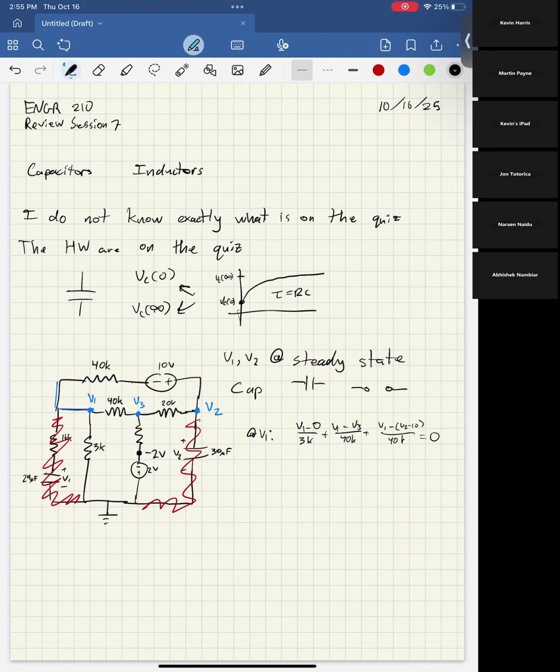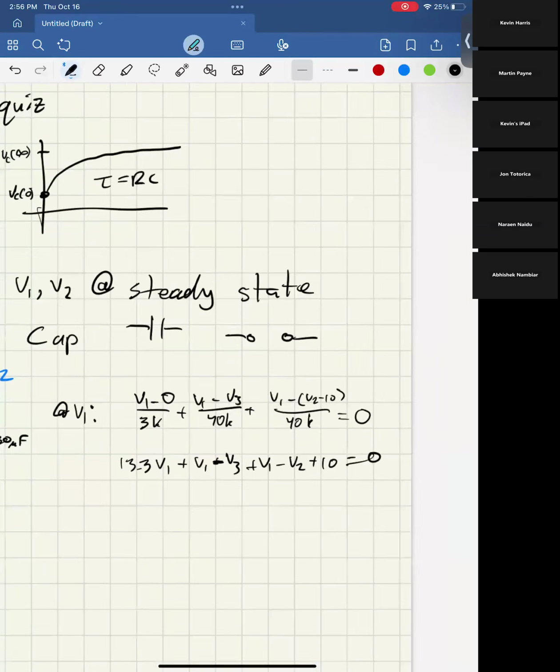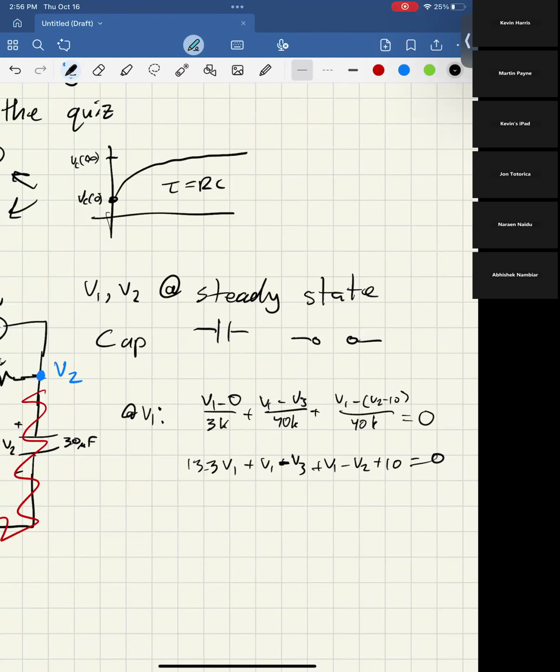If we want to simplify this equation, let's see. Actually, it's way easier if you do this with mesh current, but you can do node voltage as well. I'm going to do it with node voltage because I've already started. Let's see, if we multiply everything by 40, what's 40 over 3? It's like 13.3. So 13.3 V1 plus V1 minus V3 plus V1 minus V2 plus 10 equals 0. If we shuffle things around, and by 13.3 I mean 13.33 repeating.